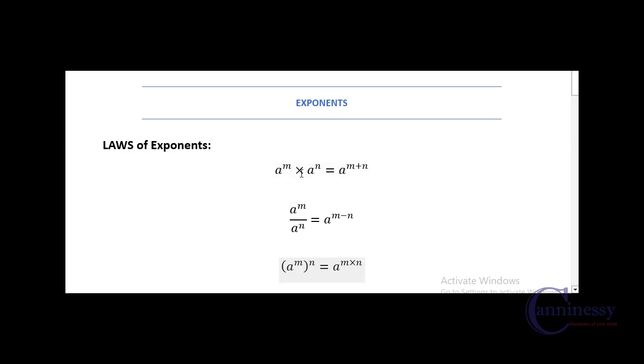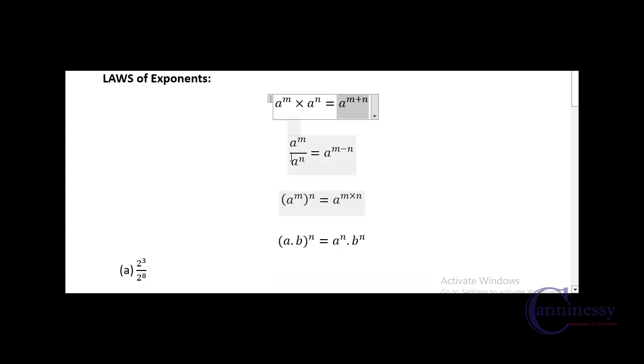This simply means that when the bases are the same, as you can see here, we have the same base, which is a. When the bases are the same, we take a single base. Here we took a single base, then we add the exponents because of this multiplication sign. So when the bases are the same, we take a single base, then we add the exponents. That is the first law.